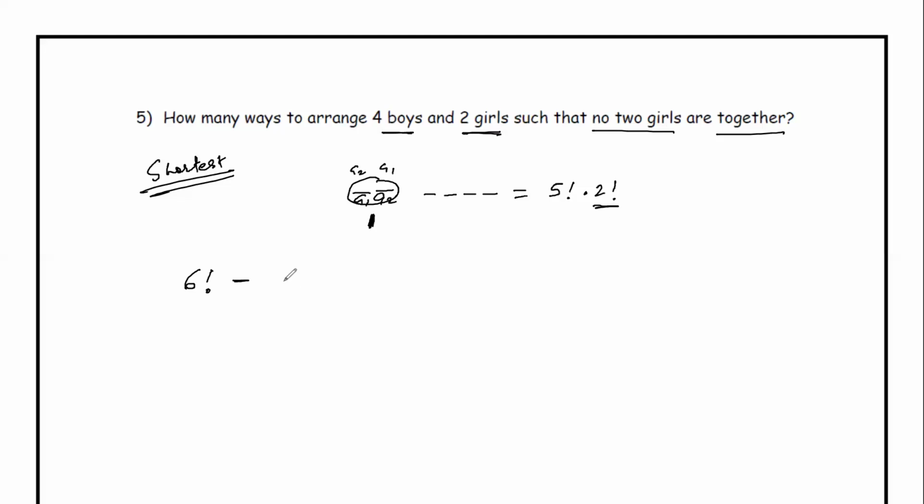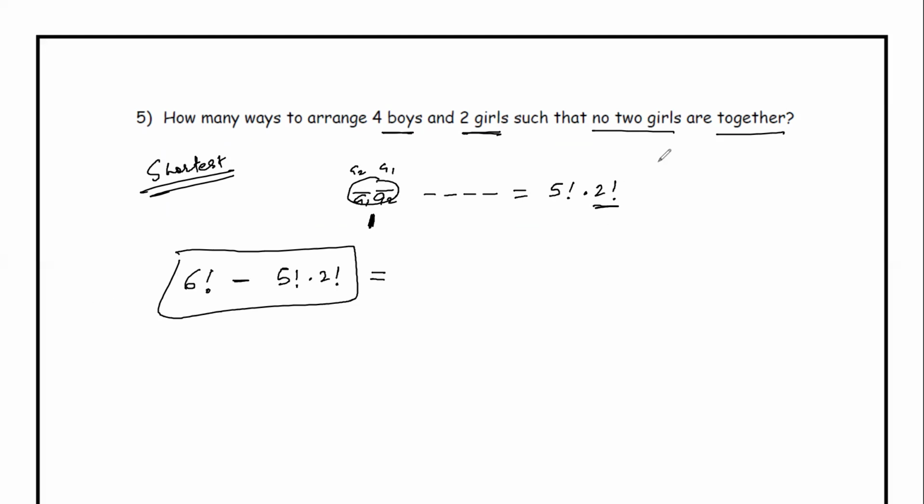So when I subtract this answer, 5 factorial times 2 factorial, which are the number of ways to arrange the 6 people so that the 2 girls are always together, from 6 factorial, what I'll get is the answer for the question, to arrange 4 boys and 2 girls such that no 2 girls are together. So that's your answer basically, whatever it comes to. Now you must be thinking, okay, what if we don't think that way? Fair enough. Then we go with the other method.